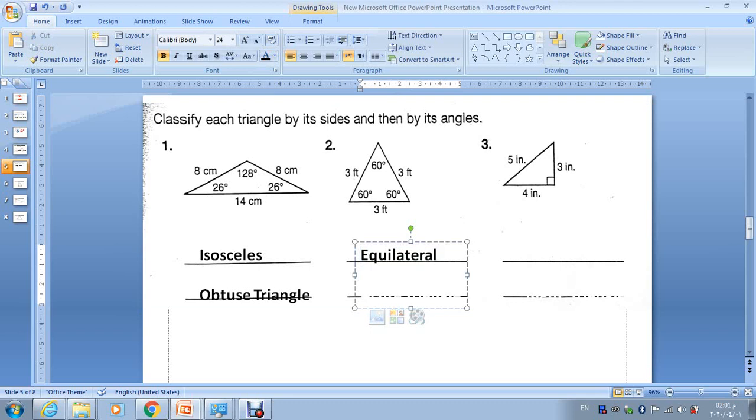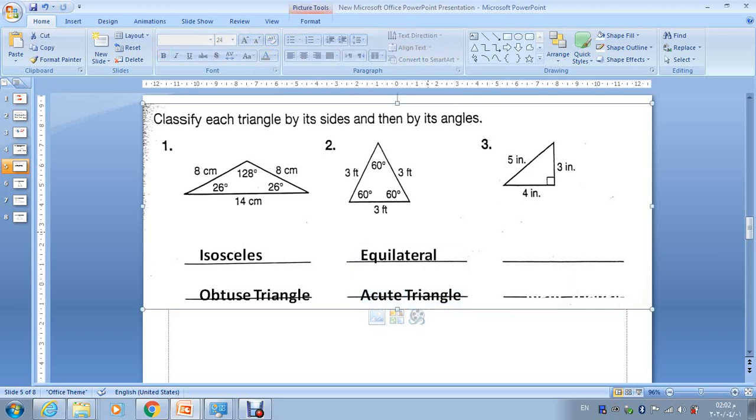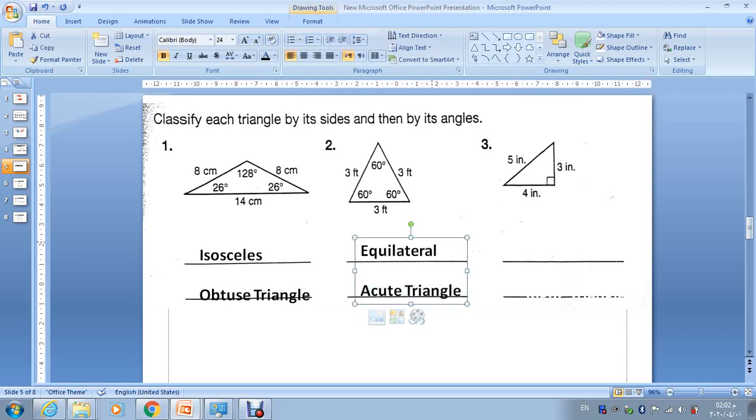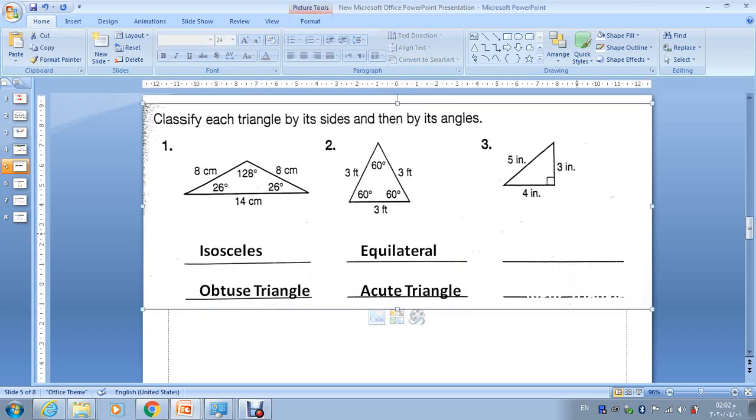Equilateral triangle. Okay. Now as well, all the angles are the same, and they are less than 90, so they are acute angles. So we call this triangle an acute triangle. 60 is acute because it's less than 90 degrees.